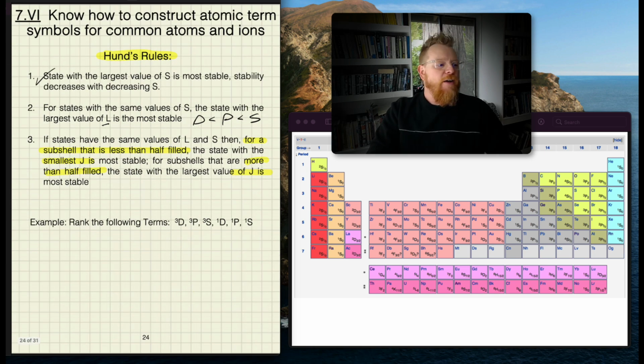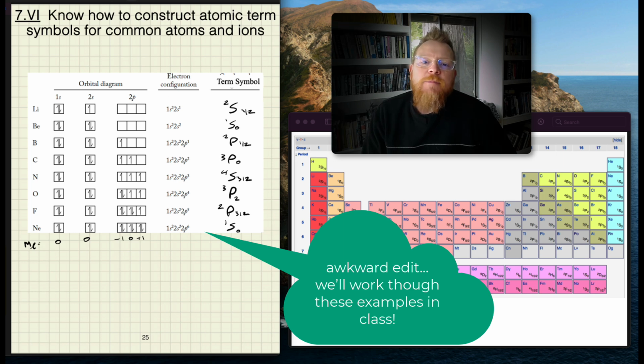So right here, if we were to rank the following terms based on these rules, what we're going to see is that all of the triplets will be the lowest in energy, and those with the largest value of L will also be the lowest in energy. These term symbols are going to take us a little while to get used to, but they're a great way to quickly show what our state is, and they're going to allow us to quickly look at spectroscopy data with that term symbol in mind.